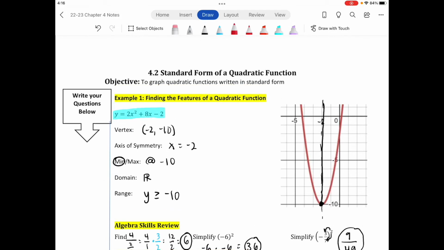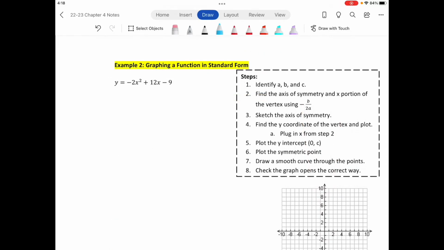I probably should have done this first, but what even is standard form? Standard form is y equals ax squared plus bx plus c. If we're going to graph a function in standard form, it's important that we first know what standard form is. So it's y equals ax squared plus bx plus c. And a, b, and c are just numbers. They're the numbers in front of the given variables.